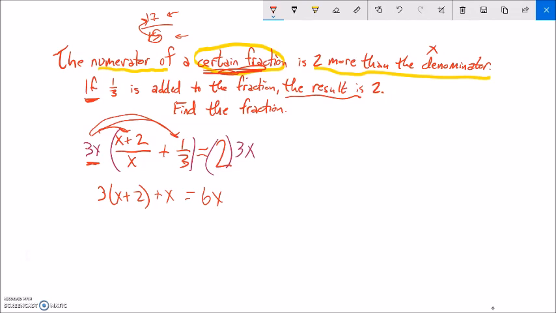Great, let me keep working to solve this. Distribute that into there. 3x plus 6 plus x equals 6x. Combine some terms over here. That's a 4x.